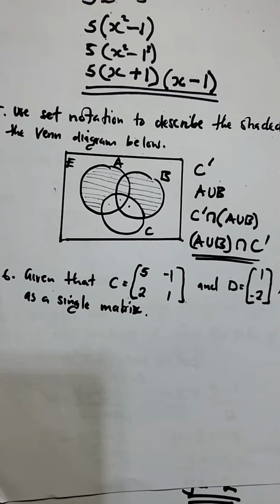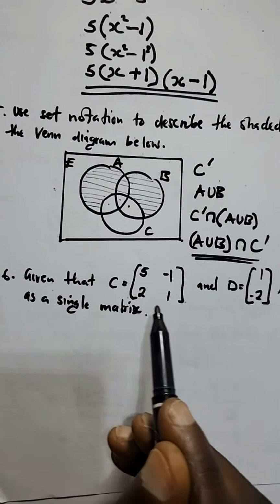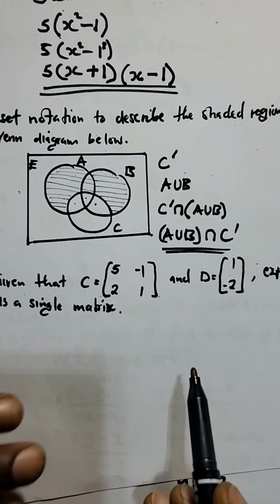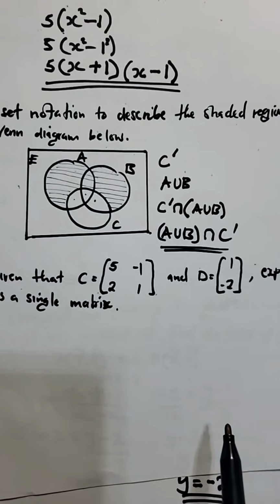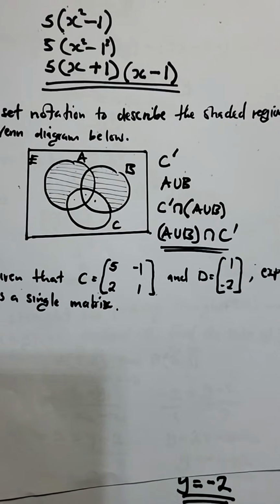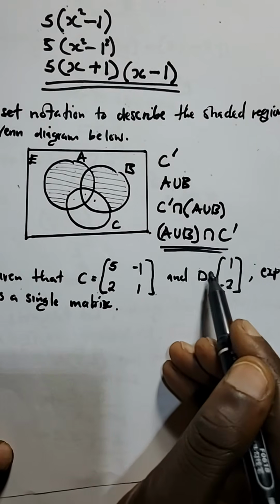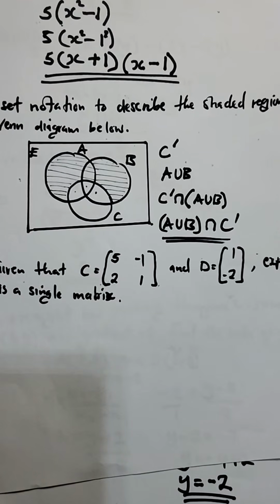Question 6 is saying, given that matrix C is 5, -1, 2, 1, and D here is 1 and -2. Express CD as a single matrix. Okay, so single matrix, this is a 2 by 2 matrix. This is a 2 by 1 because the order of a matrix is row by what? Row by column. It's row by column.